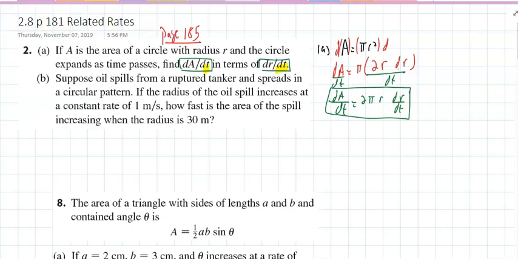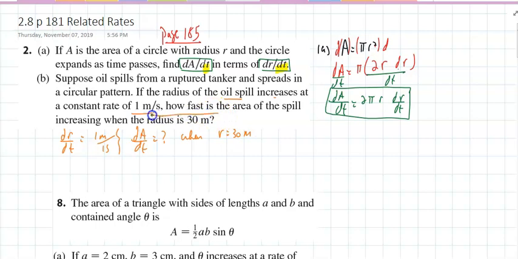In part B, they want us to solve. They say if the radius of the oil spill increases at a rate of 1 meter every 1 second with respect to time, how fast is the area of the spill changing when the radius is 30 meters?